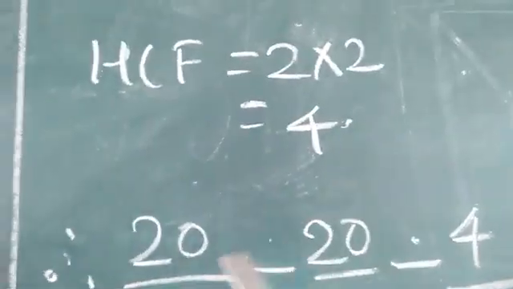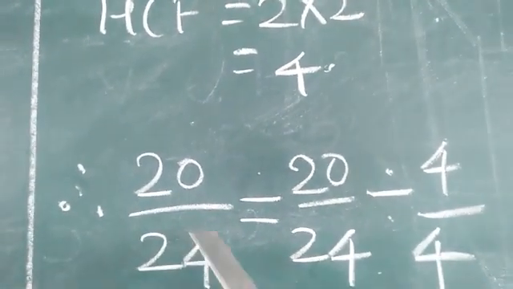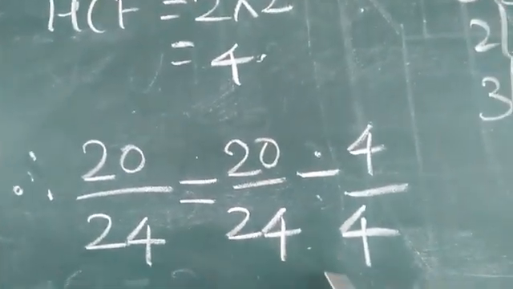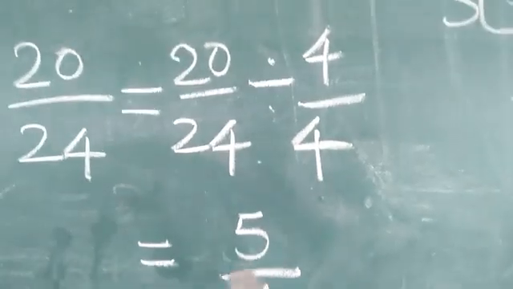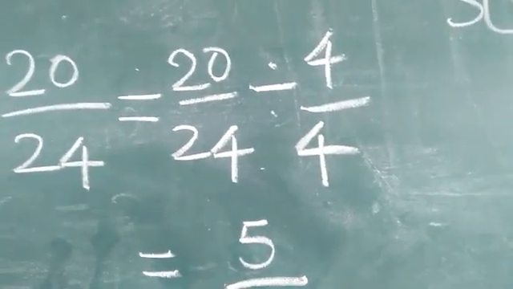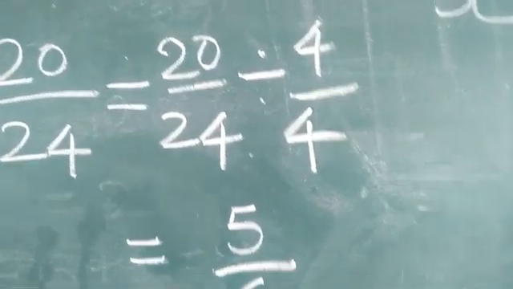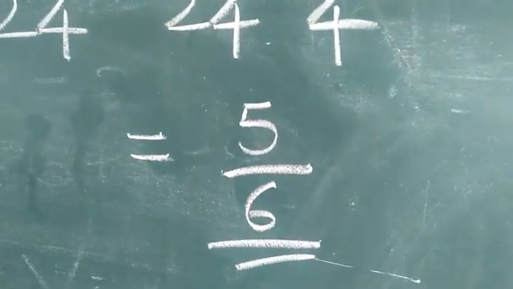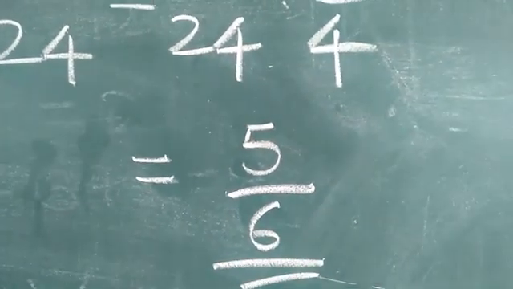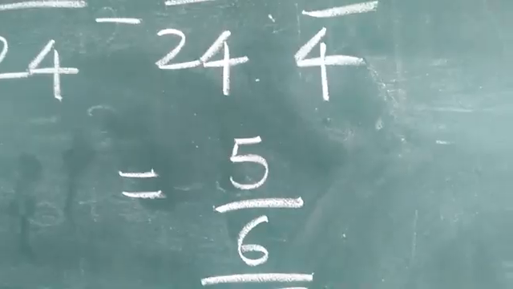So we are dividing the given fraction by 4 by 4. Then we will get 20 divided by 4, 5; 24 divided by 4, 6. So 5 by 6 is the lowest form of 20 by 24.